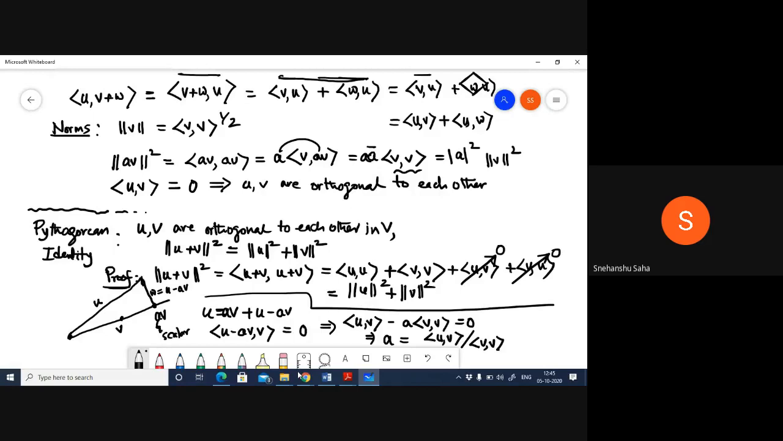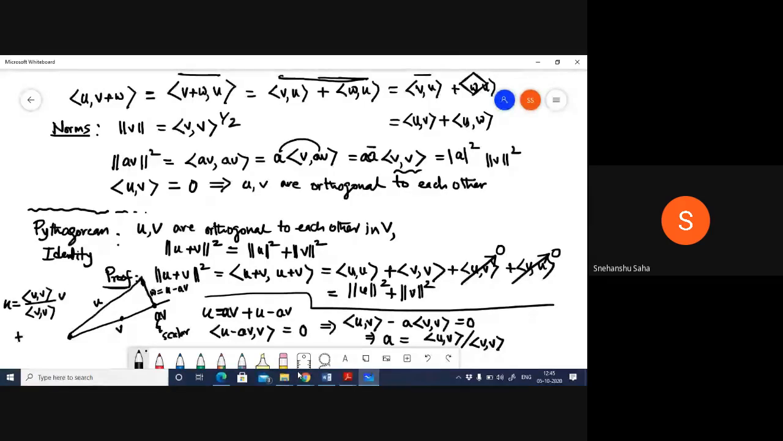Okay, so the objective is that you express U in terms of this. Therefore, what I'm able to write, because I know U is AV plus U minus AV. So what is AV? I know the value of AV, right? So I can just replace that with V and plus U minus AV.